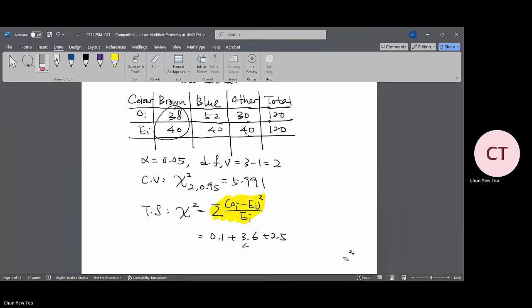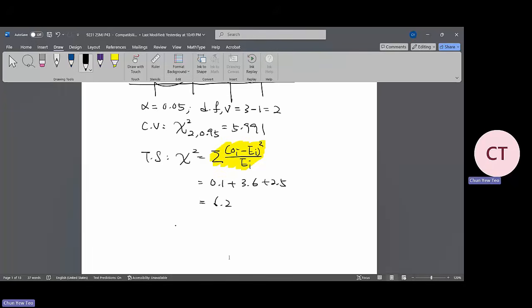Okay, each and every term, we have 3 of them. So these are the values. After that, total them up, you will get 6 point something. This is your test statistic. So you compare the test statistic with the critical value. You can see that the test statistic is bigger than the critical value. That means you're supposed to reject H0.